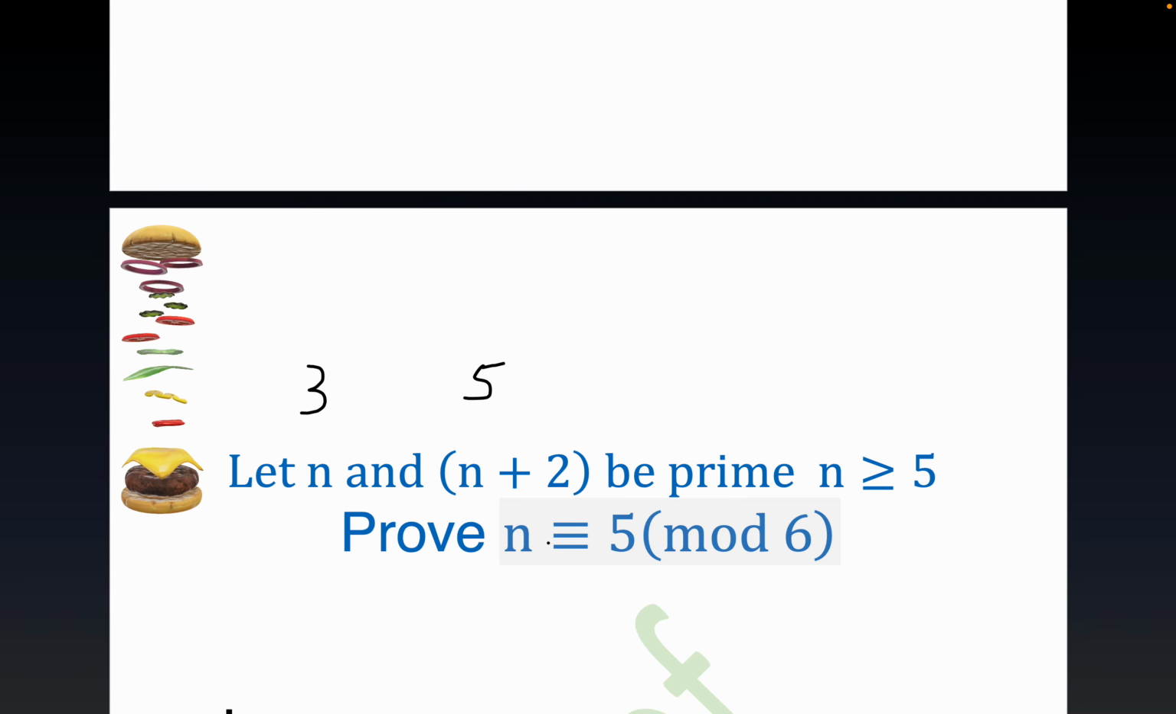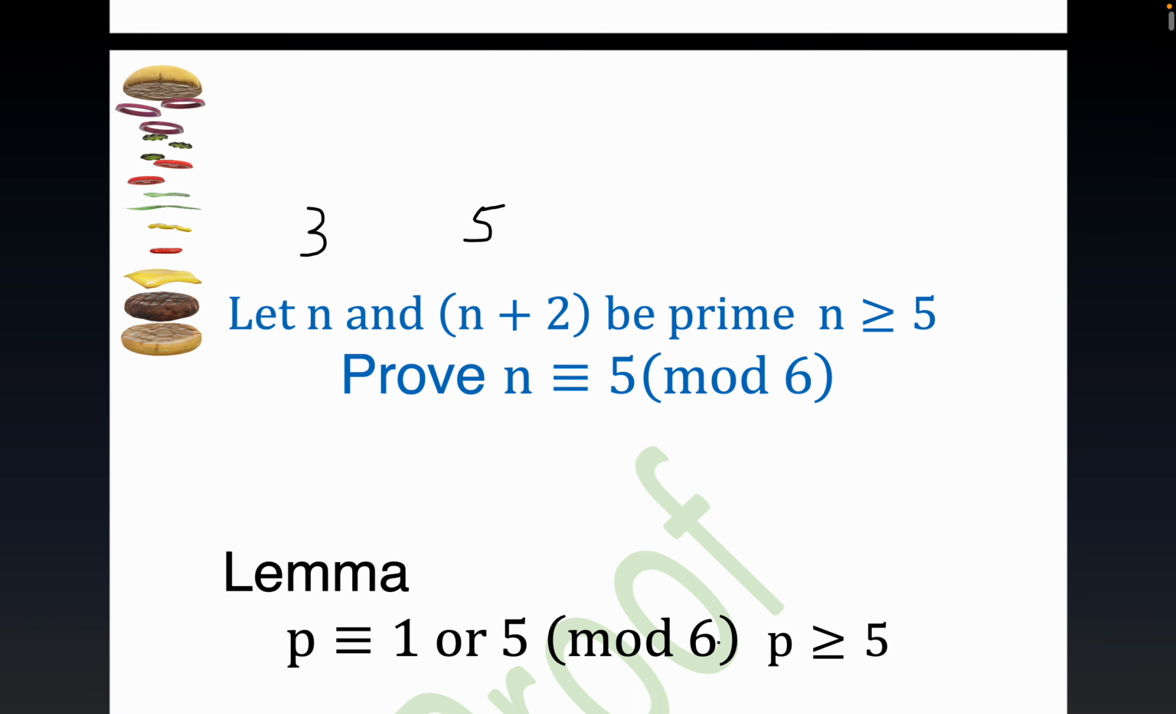So we want to prove that when you take the first prime of any twin prime pair, it's always going to be congruent to 5. That's why it says n is greater than or equal to 5 here. Okay, now let's move along.